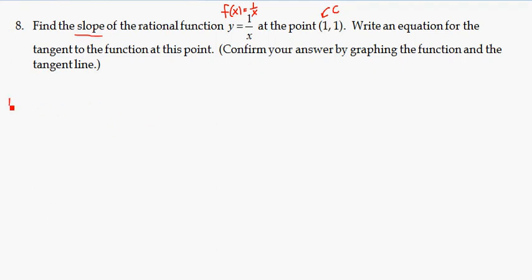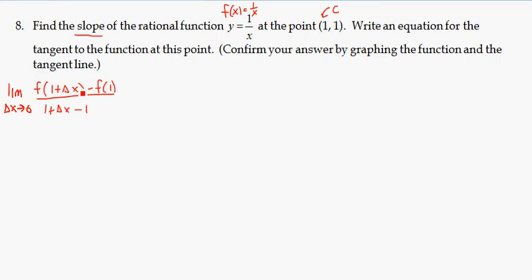So the definition of the slope is f of the constant 1 plus delta x minus f of 1, all over 1 plus delta x minus 1. And then we take the limit of this slope as delta x goes to 0.